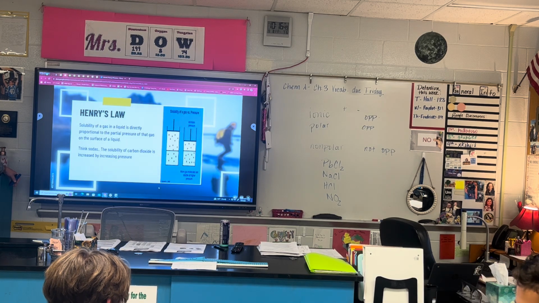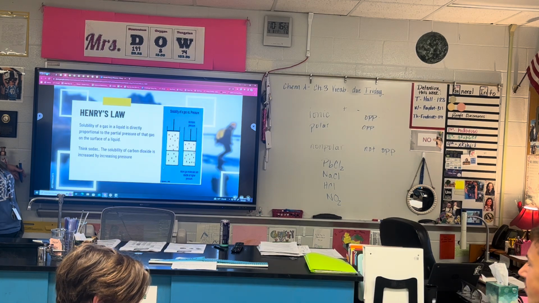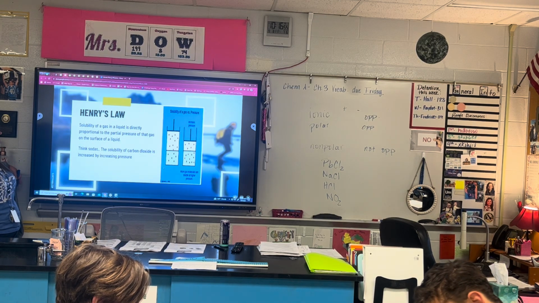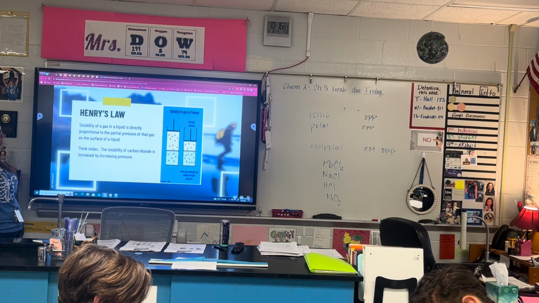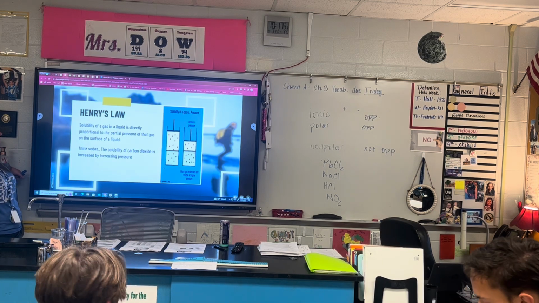Alright, and what is going to explain that is called Henry's Law. So when we talk about the solubility of a gas with pressure, it says the solubility of a gas in a liquid.